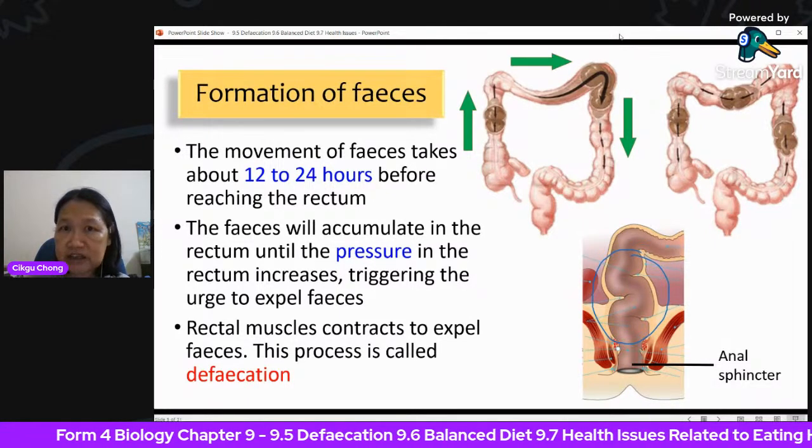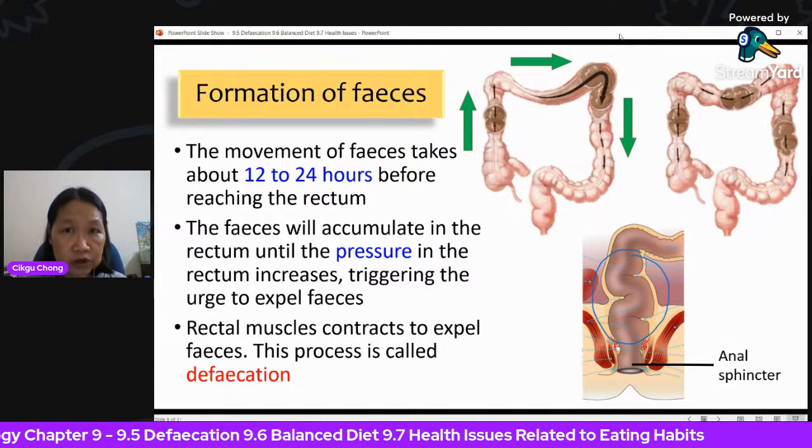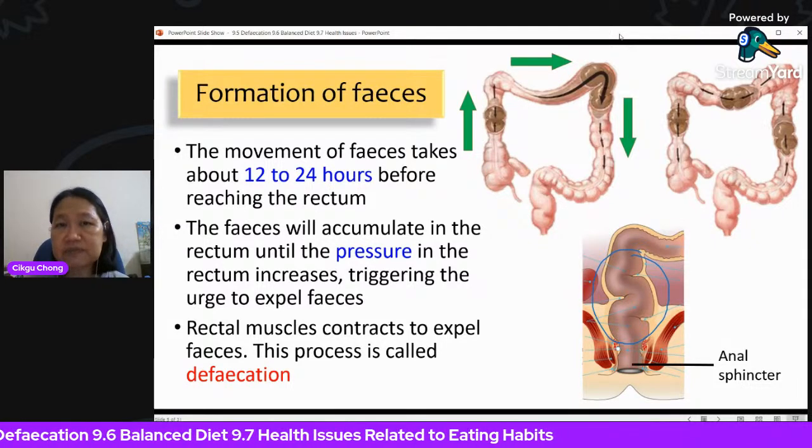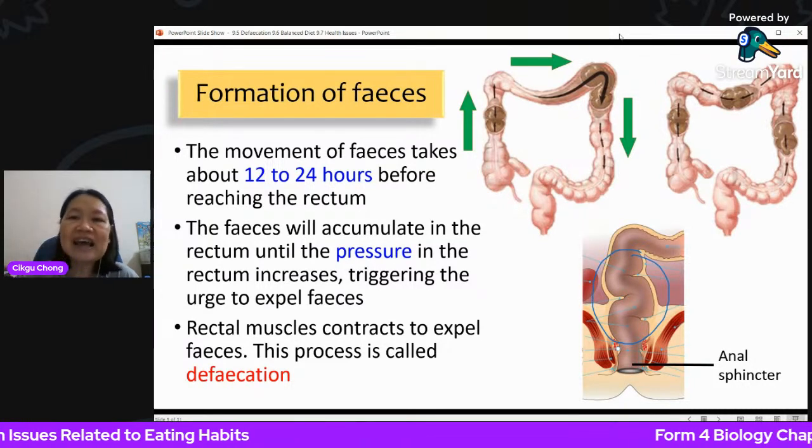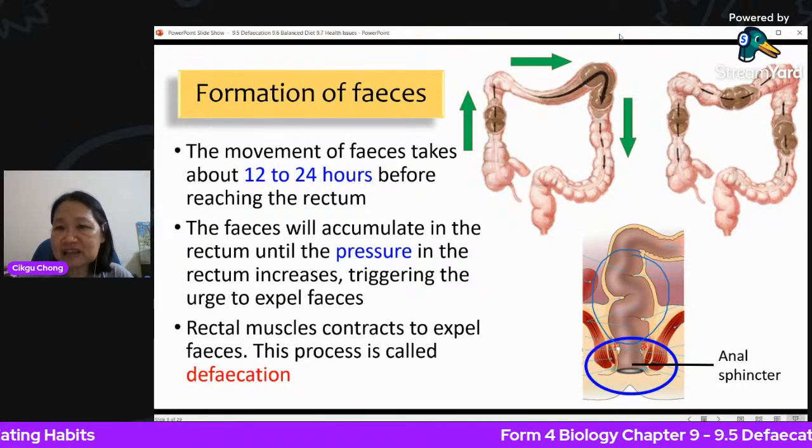Okay, so don't say the word shit, nah? It's not a proper word. You have to use the word defecation, not shit, okay, which is not such a good word, all right? Okay, so that is the anal sphincter.